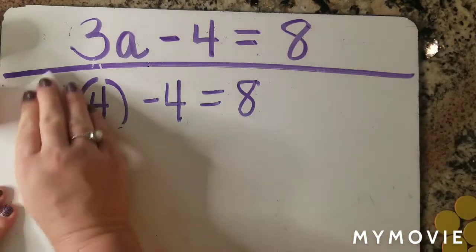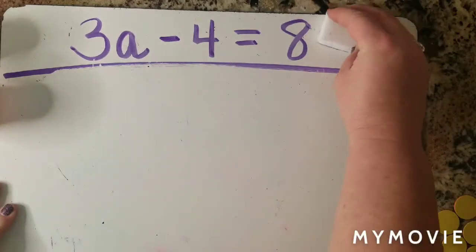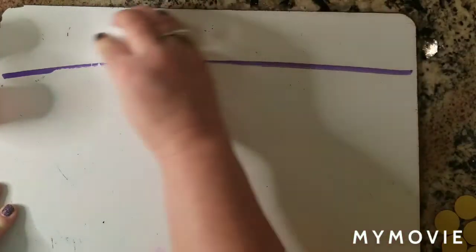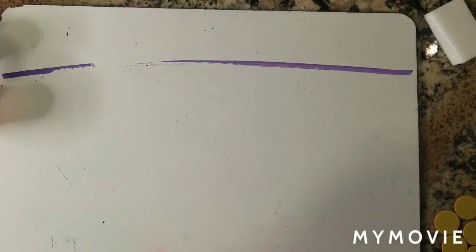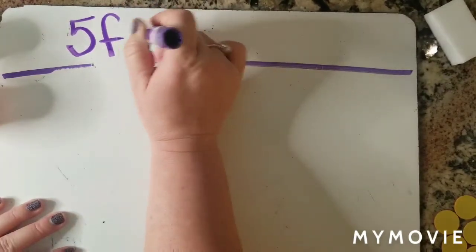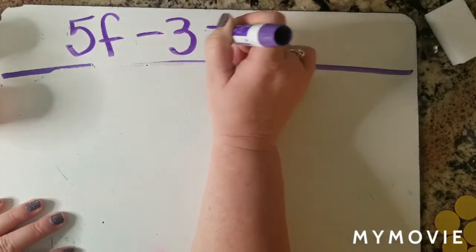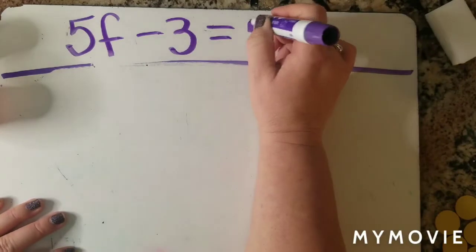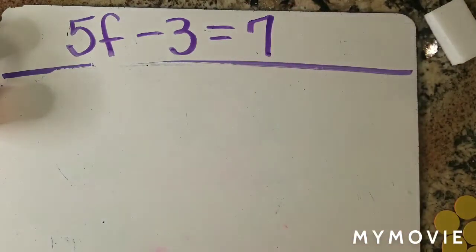Let's try another one. This time I'm going to write one out, and I want you to try to model it. So this time let's do 5f minus 3 equals 7. So pause the video and see if you can model it.